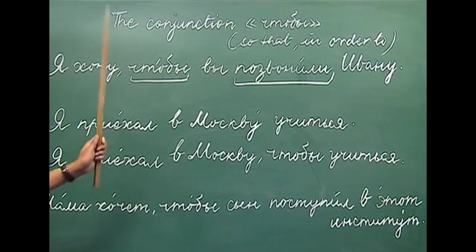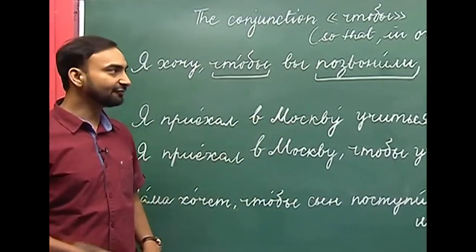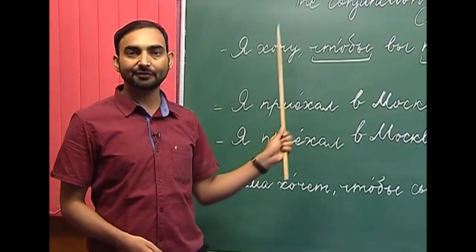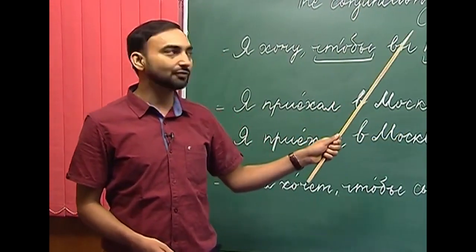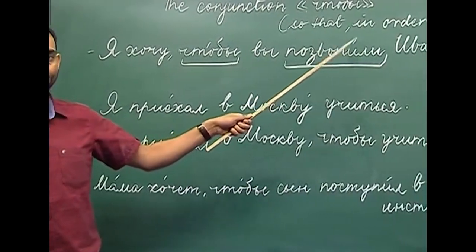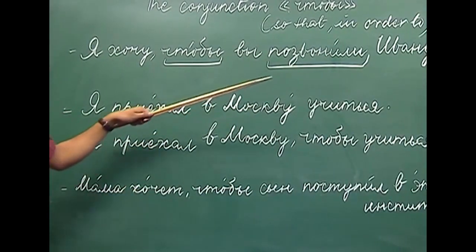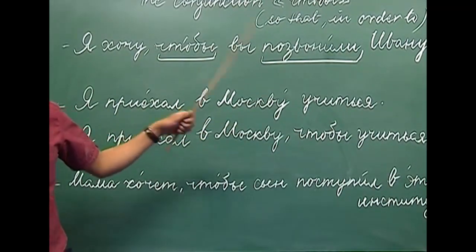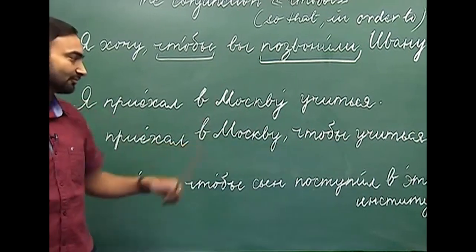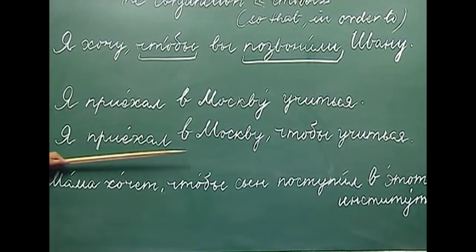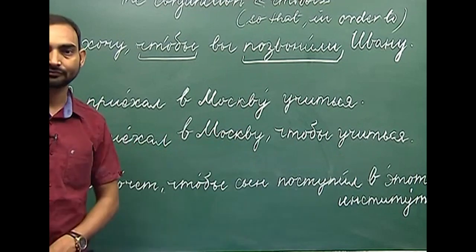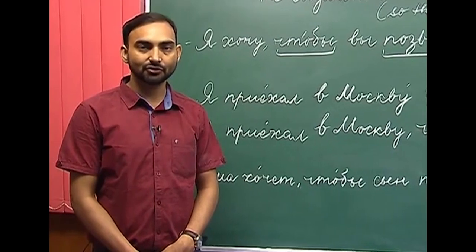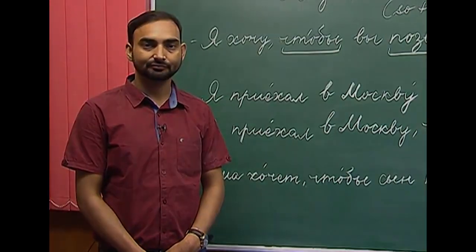So, this is how the conjunction чтобы is used if there are two subjects, different from each other in the principal and the subordinate clause. We use the verb in the past tense in the subordinate clause, and if the subjects are the same in the principal as well as in the subordinate clause, we use the verb in the infinitive form, like we have used here, Я приехал в Москву, чтобы учиться. So, this is about the conjunction чтобы, which means in order to or so that.